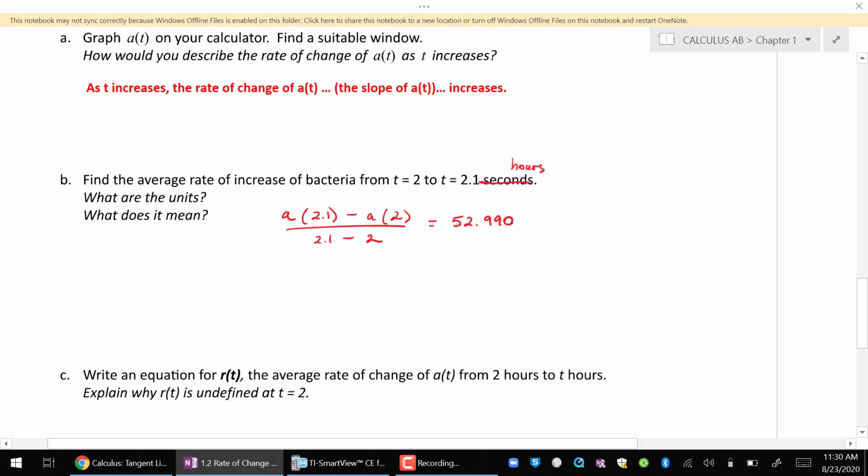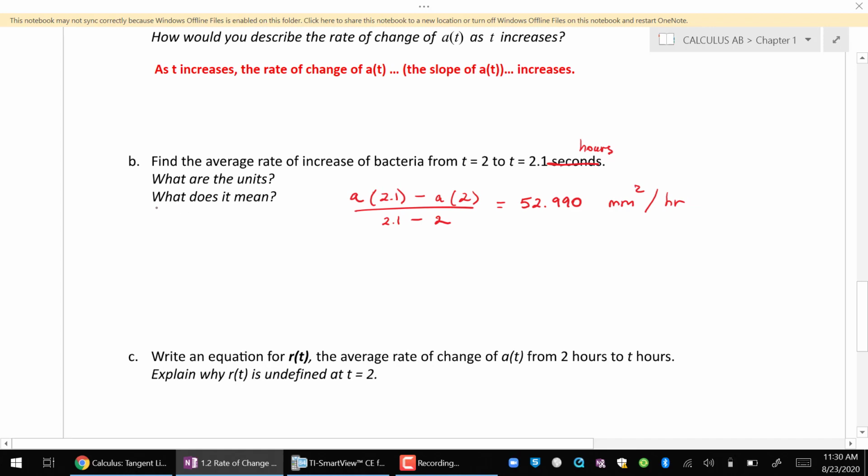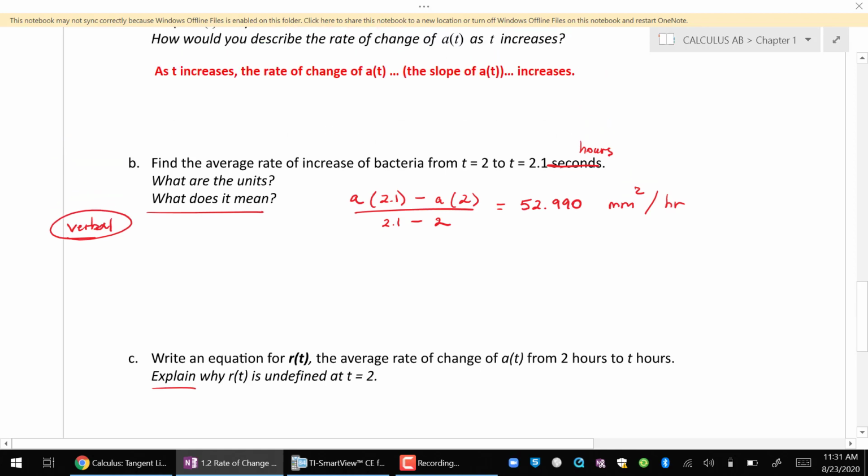Let's check the units right there. Square millimeters is the change in the numerator, and then a small change in time, so divided by hours. And then what does that mean? Well, verbally, and by the way, whenever we see questions like this, that's a verbal approach. Here's my explanation. Down below, there's the word explain. From 2 to 2.1 hours, the surface area of the bacteria culture increases by 52.990 square millimeters per hour.